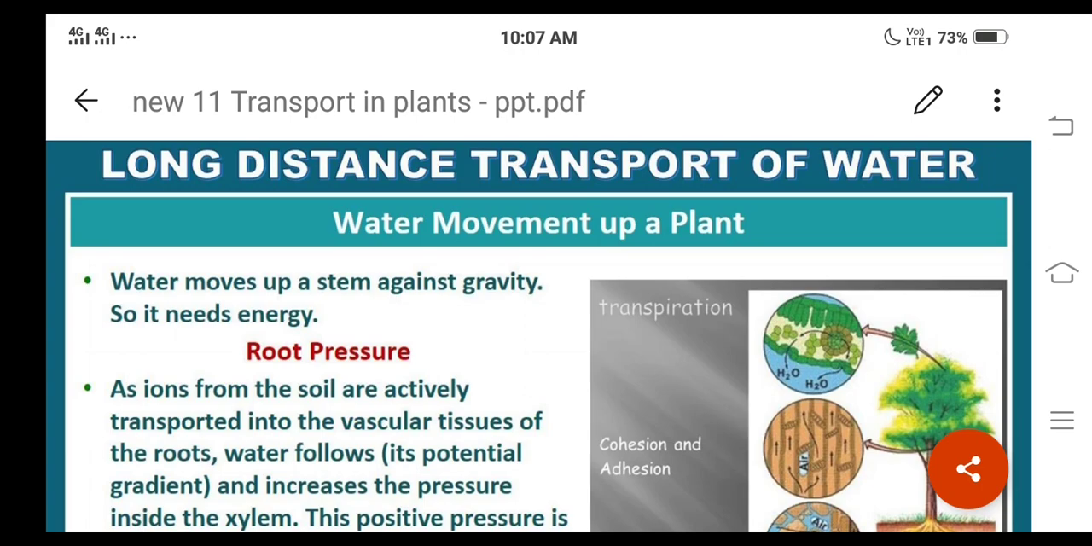In the first point, we have mentioned here, water moves up a stem against gravity. Against gravity means it requires energy. Because of this, the water movement requires energy. And let us study the pressure, that is root pressure, which is responsible for the water movement.